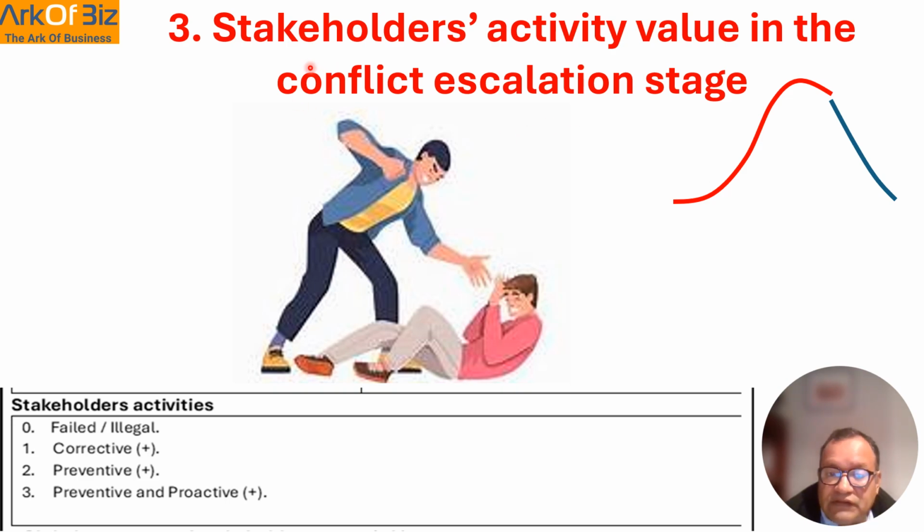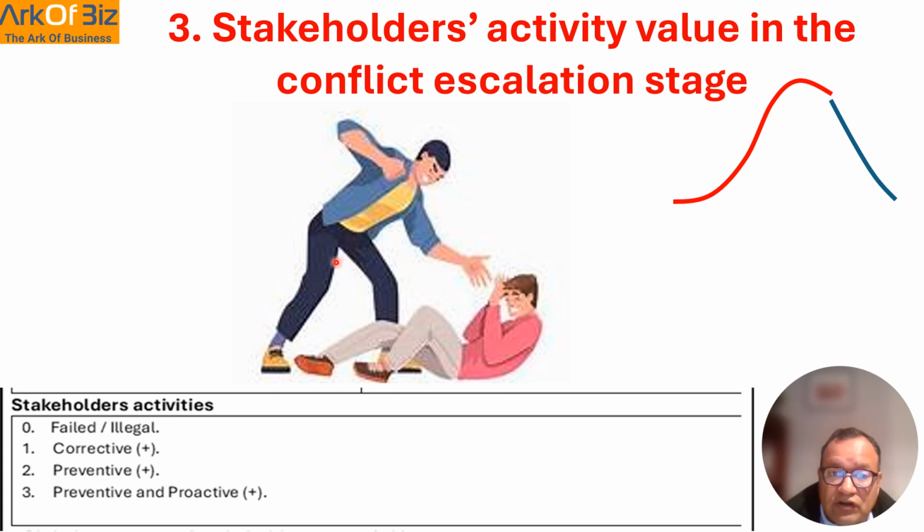Now the third consideration is the stakeholders activity value in the conflict escalation stage. So this is only for this conflict escalation stage and referring to the stakeholders activity element of the ASEC tool, where we find 4 values. So this part may seem conceptually challenging at first, but it becomes much clearer once the underlying idea is understood.